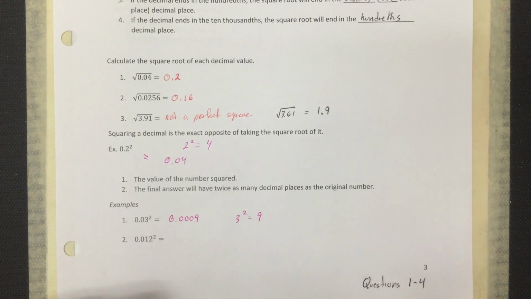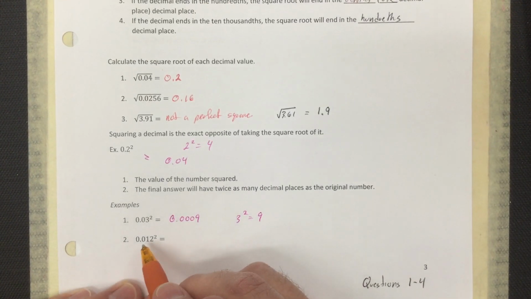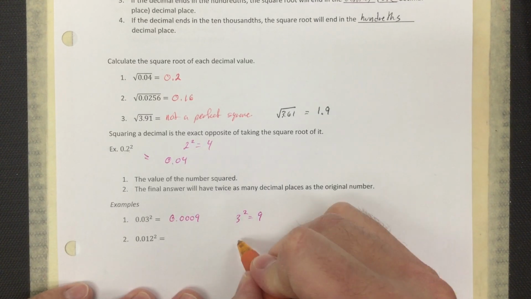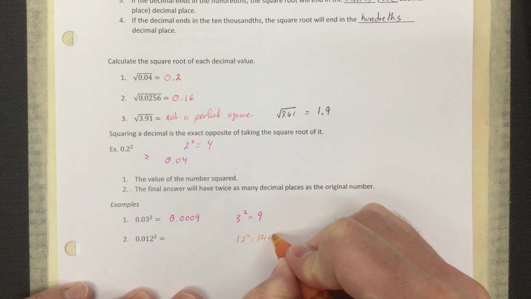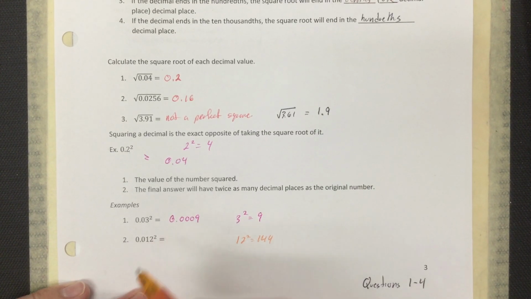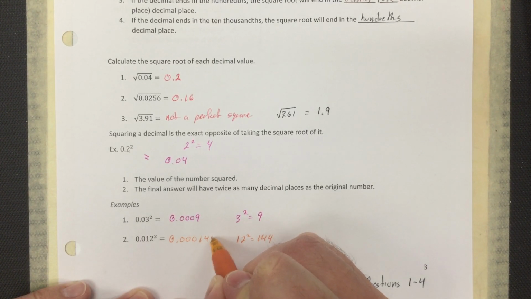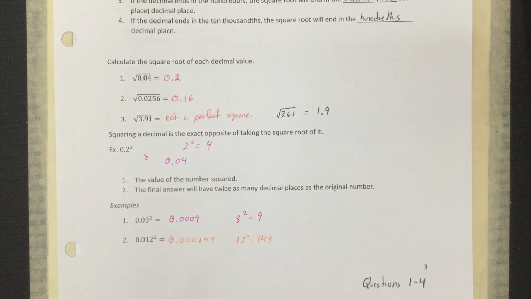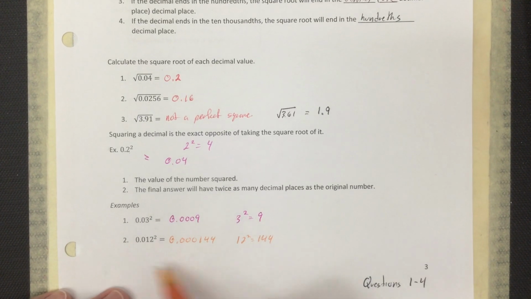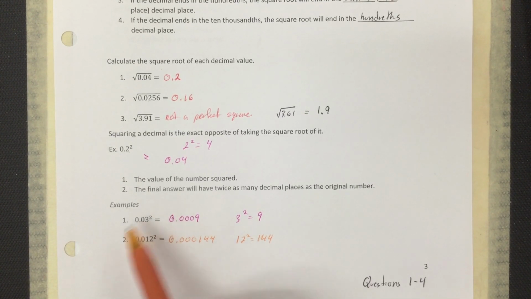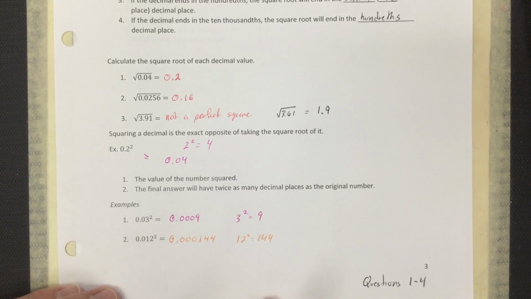0.0009. Final example here is 0.012 squared. Now, I did say I wasn't going to go too big, but this one will be one of our examples here. 12 squared is 144. We have 3 decimal places here, meaning that our answer will have 6 decimal places. So it'll be 0.000144, 6 decimal places with a 144 at the end. And this gives us our answer if we're squaring decimals. Again, if we have nice decimals here and we're squaring them, we can come up with nice values based on our perfect squares that we know.